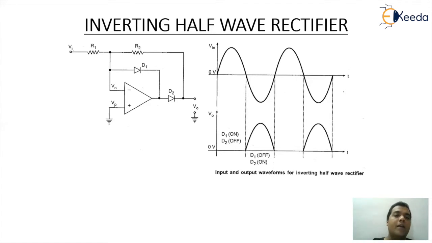So it will automatically work like an inverting amplifier. Under this configuration, the gain of the circuitry will be minus R2 by R1. So we are designing the circuitry such that R1 and R2 will be equal. Under this situation, the value of VO will be as good as minus VI.